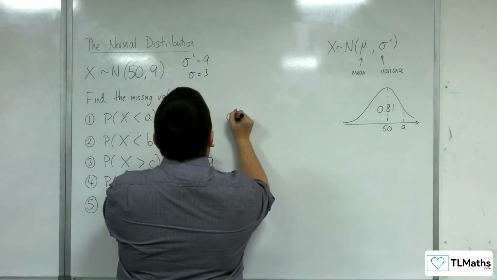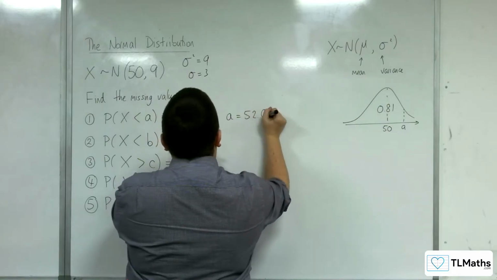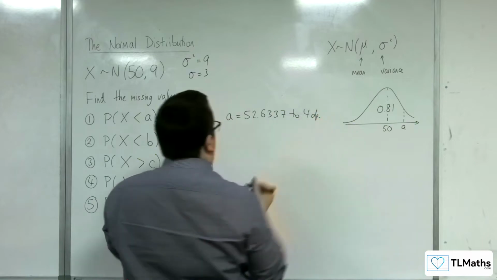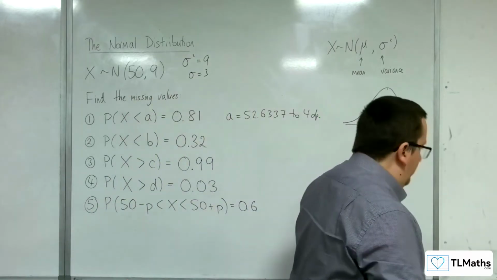So A is 52.6337 to 4 decimal places. And that's number 1.